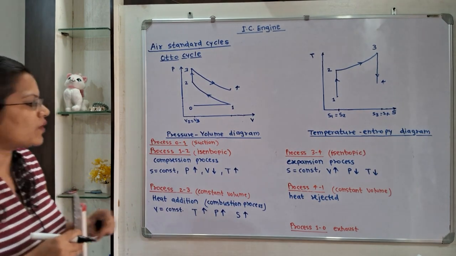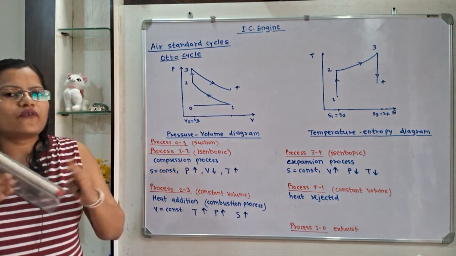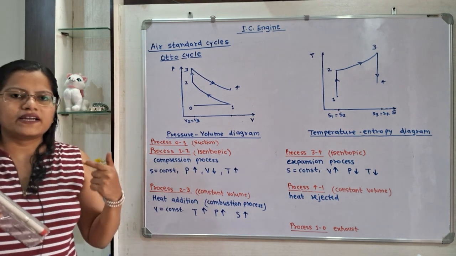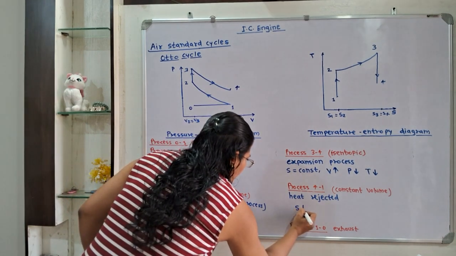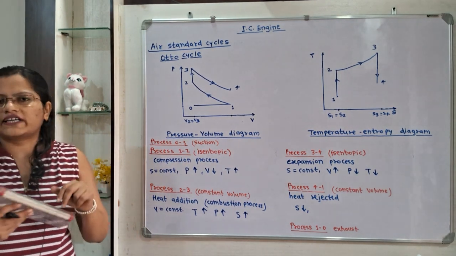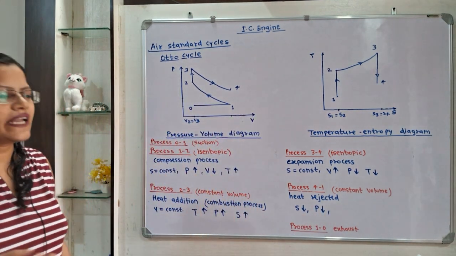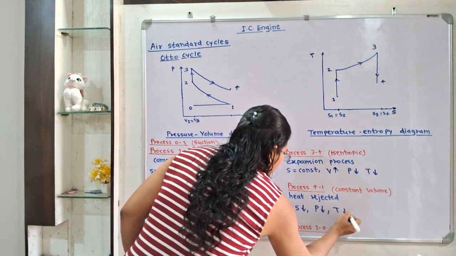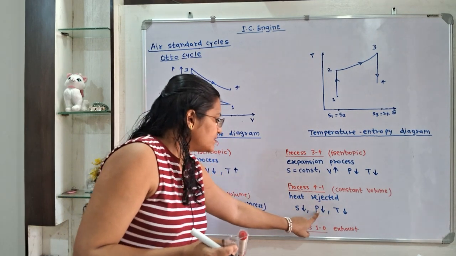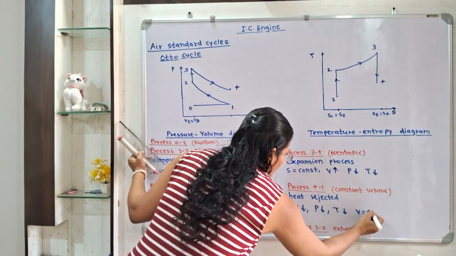Now next, process 4 to 1, constant volume heat rejection. So volume will remain constant. Now what is the effect of heat rejection? So whenever the heat is rejected to the surrounding, then its entropy decreases. So we have to show decrease in entropy. So as the entropy decreases, its pressure will also decrease. So we have to show here a decrease in pressure as well as a decrease in temperature. So we have to show T also decreases. So whenever the heat is getting rejected, the temperature of the medium is getting decreased, pressure also decreases and entropy will also decrease and volume will remain constant. So V is equal to constant.